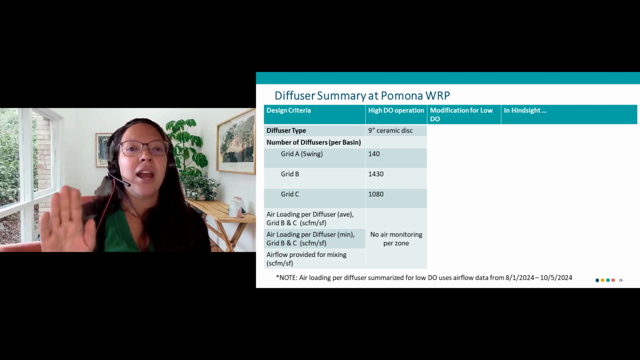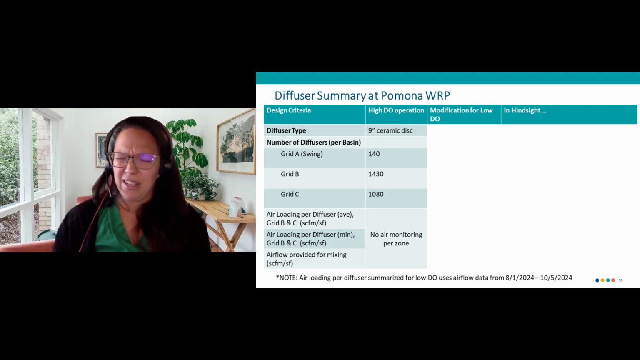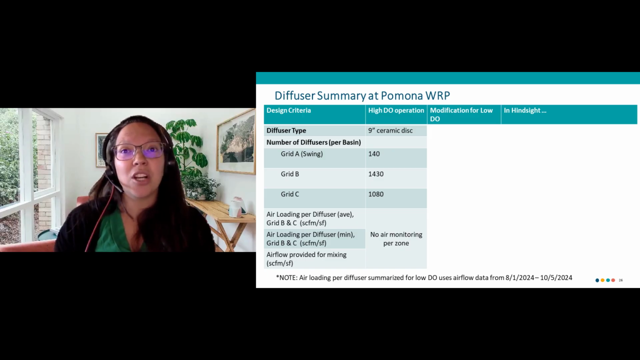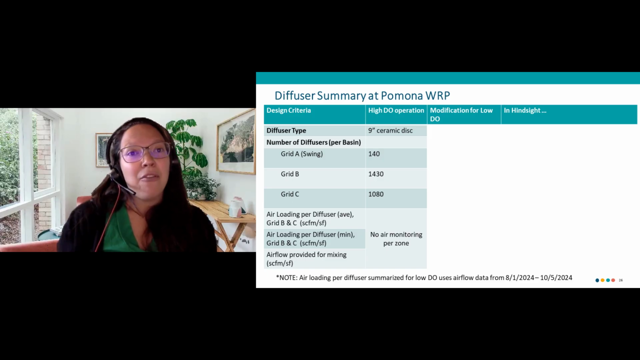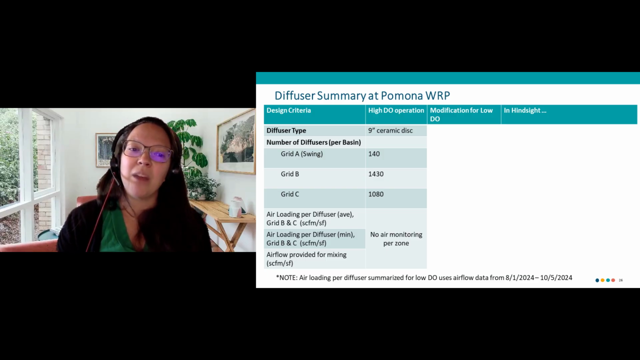You also see that they plugged several diffusers before the transition to low DO, as shown in the 4th through 6th rows of this table, with an 18% reduction in the swing zone, 13% reduction in grid B, and 42% reduction in grid C. The average air loading per diffuser in grid B and C, using the data from our lowest DO operations, so that same 2 months I was talking about previously, was about 1.6 to 1.7 SCFM per square foot of diffuser. And the minimum is currently at about 0.6 to 0.7 SCFM per square foot of diffuser.